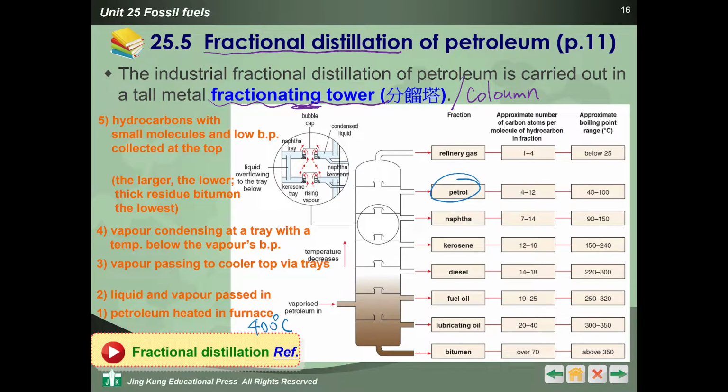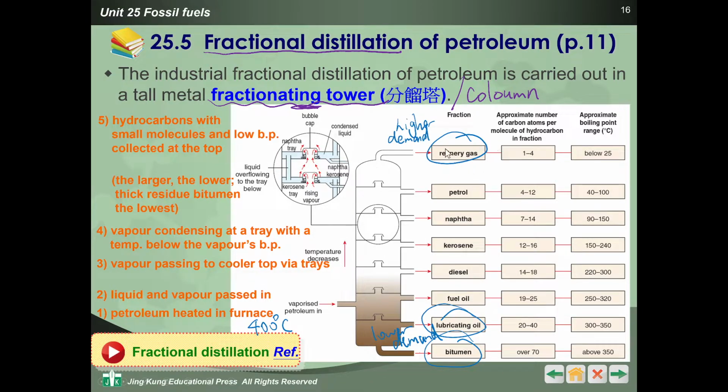All right. So some more things to mention here. Actually, we have a higher demand for those that are at the top here. These fractions with the lowest boiling points are of higher demand. And those that have the highest boiling point, like bitumen and lubricating oil, the demand is not as high. So here I would say there's a lower demand in society. And later on we'll learn why.